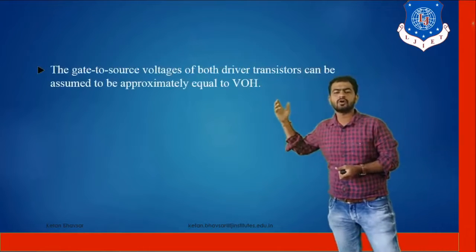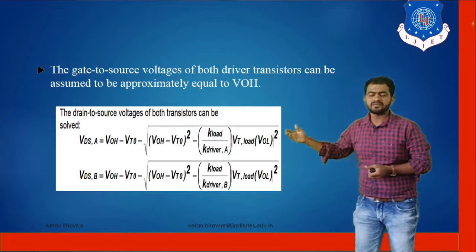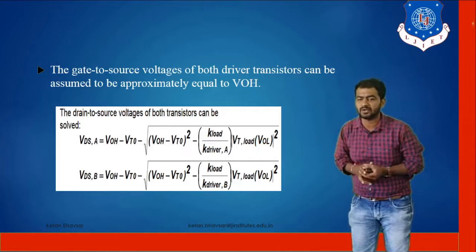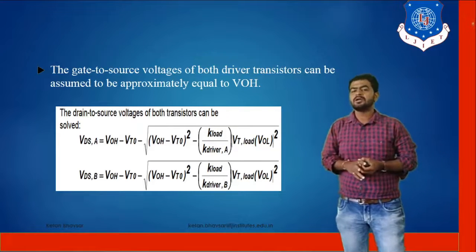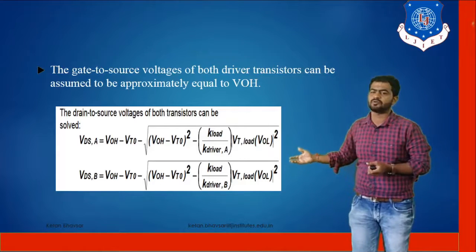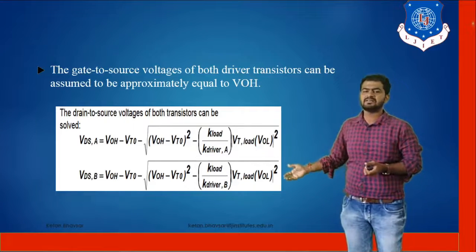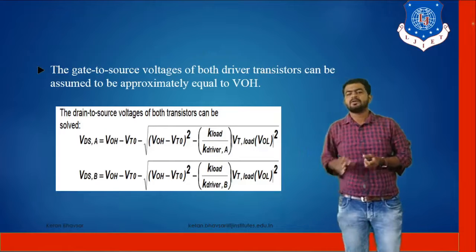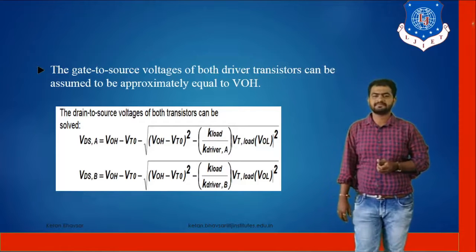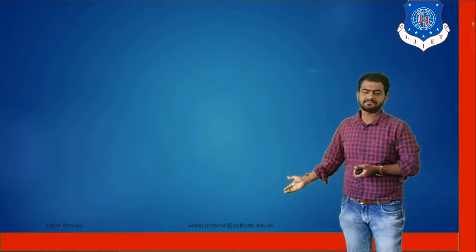So the gate to source voltage of both the driver transistors can be assumed to be approximately equal to VOH. So as you can see, VDS A is equal to (VOH − VTO) minus the square root of (VOH − VTO) whole square minus K load divided by K driver A into (VT load − VOL) whole square. Similarly for VDS B, we have (VOH − VTO) minus the square root of (VOH − VTO) whole square minus K load divided by K driver B into (VT load − VOL) square. So we are taking the equation using a load configuration, too, in terms of the NAND gate and NOR gate.